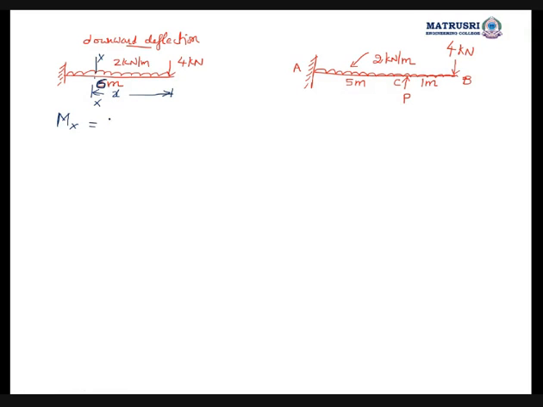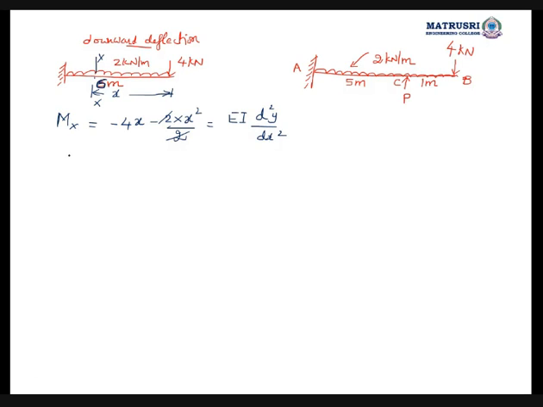Mx is equal to minus 4 into x. Then minus 2 into x square by 2. Total is there, na? Total is there. That's why I'm writing 2x square by 2. So these 2 will cancel. What is Mx? EI d square y by dx square.